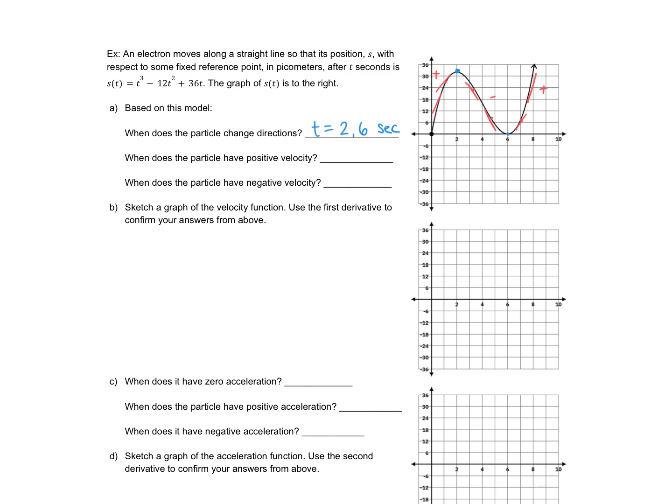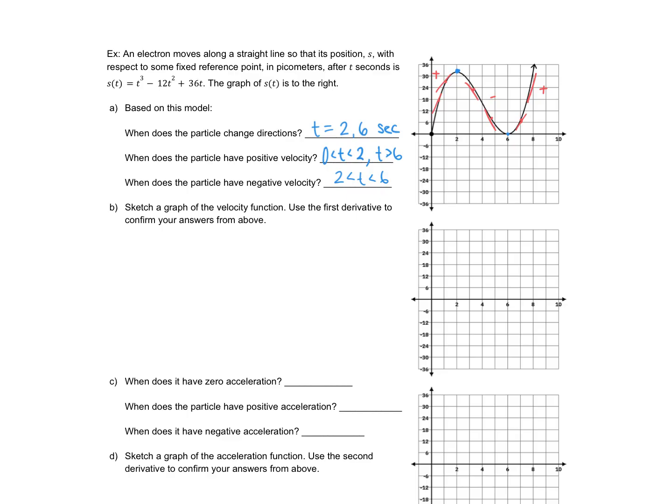So the particle has positive velocity between 0 and 2 seconds, and, oh, actually there is no stop here, so when t is greater than 6. And it has negative velocity between 2 and 6. Now, we're going to sketch a graph of the velocity function, and we're going to use the first derivative to confirm our answers. So right now, I do know a few things without actually going to that first derivative calculation, and it's when the particle is changing direction.